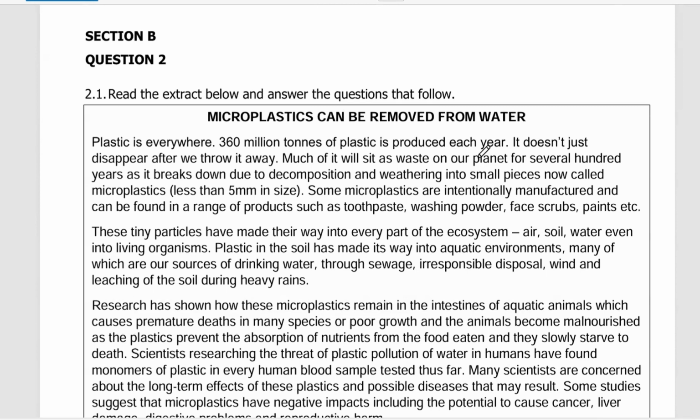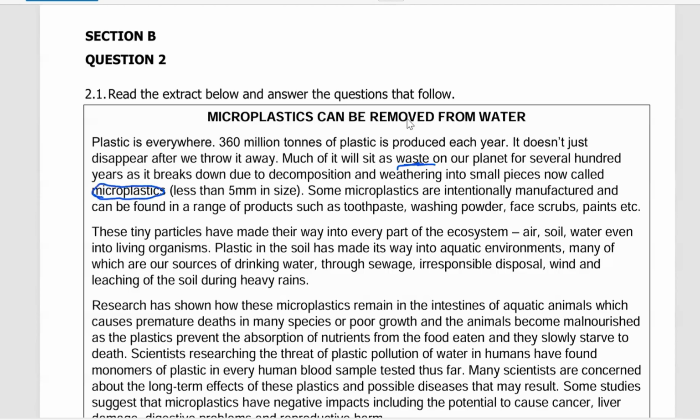306 million tons of plastics is poured each year. Yes, each year. It doesn't just disappear after we throw it away. Much of it will sit as waste on our planet for several hundred years as it breaks down due to decomposition and weathering into small pieces now called microplastics.